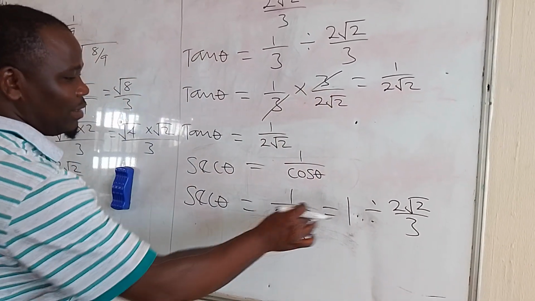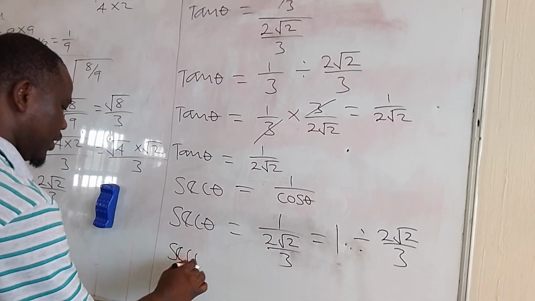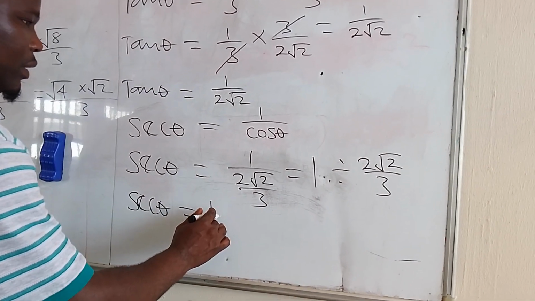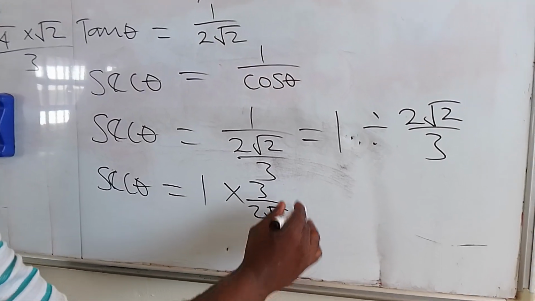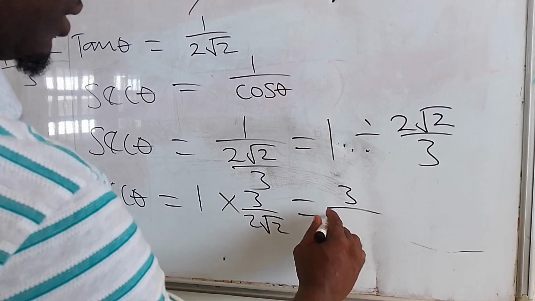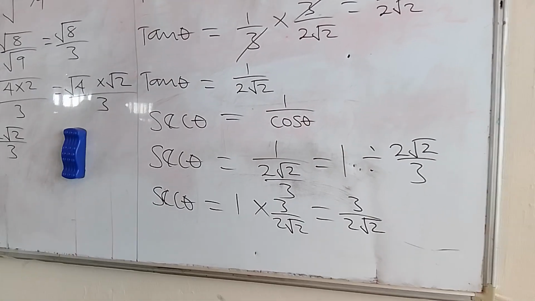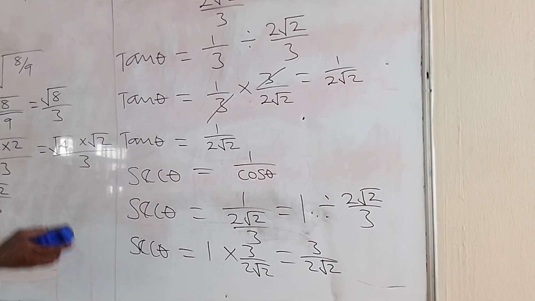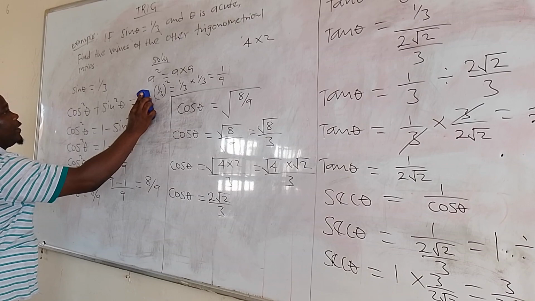Now we are going to do the same thing here. Is that clear? So our sec theta is equal to 1 times 3 all over 2 root 2. Then this is equal to 1 times 3, which is 3, so 3 all over 2 root 2. Do you agree with me? Okay, so can I take off these parts? I want to clean here. Let me clean this side.